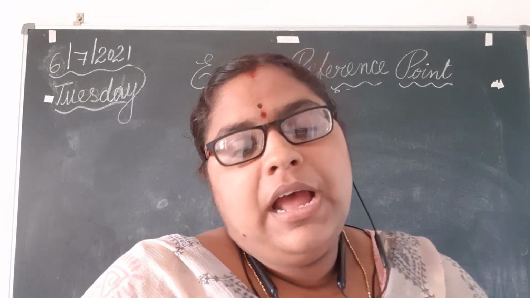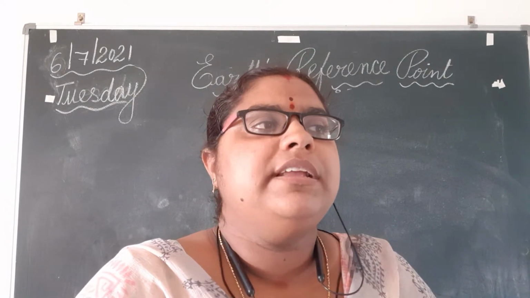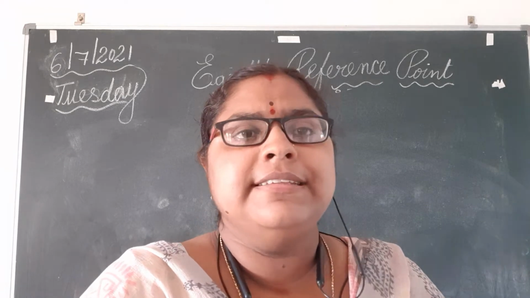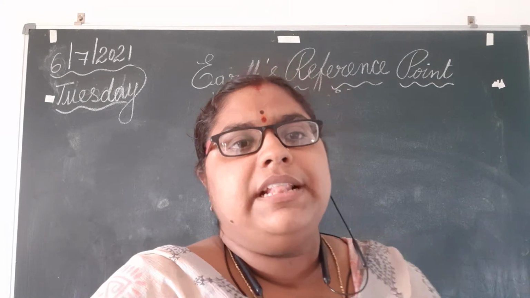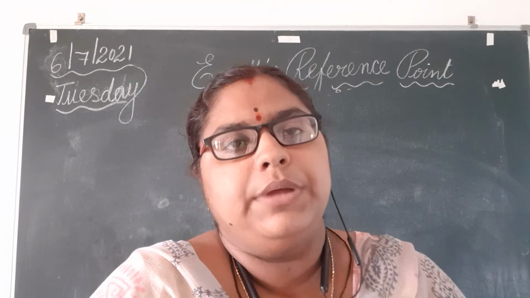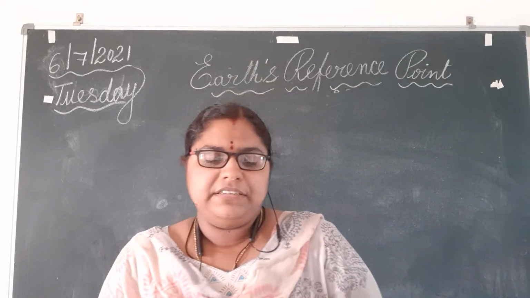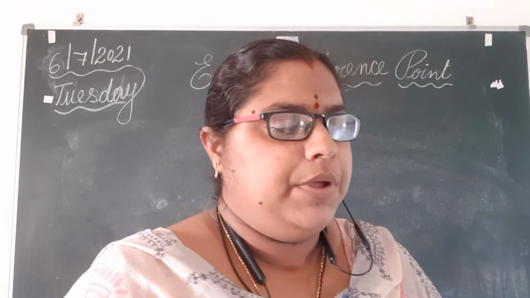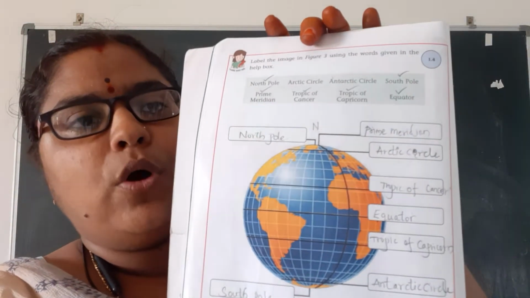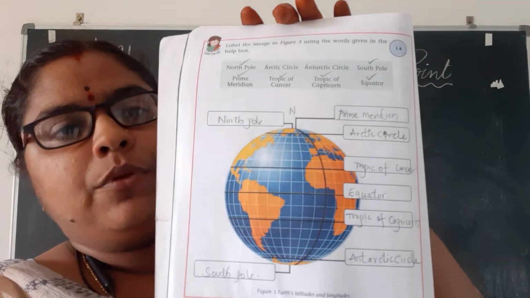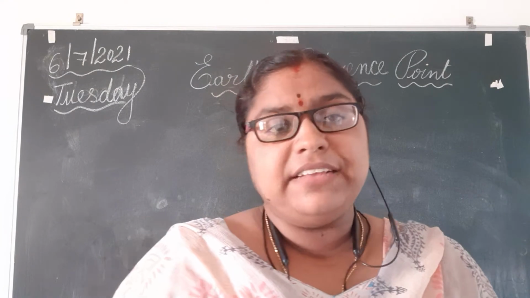Next, I didn't reveal the answer of yesterday's activity. Only 3 students have sent me the answers. If you all send the answers, then I will reveal the answer. Very good. Next, see page number 6. Already you have labeled the parts using the magic box. Next, see page number 7.